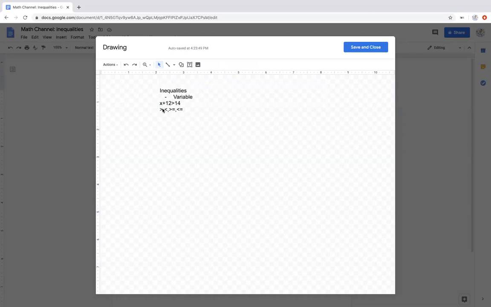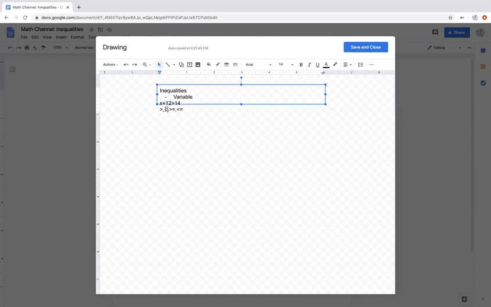So obviously greater than means something on one side is greater than whatever's on the other side. Less than means something on one side is less than something on the other side. Greater than or equal to means something on one side is either greater than or equal to something on the other side. And less than or equal to would mean something on one side is less than or equal to something on the other side. So let's take the simple example I showed at the top.